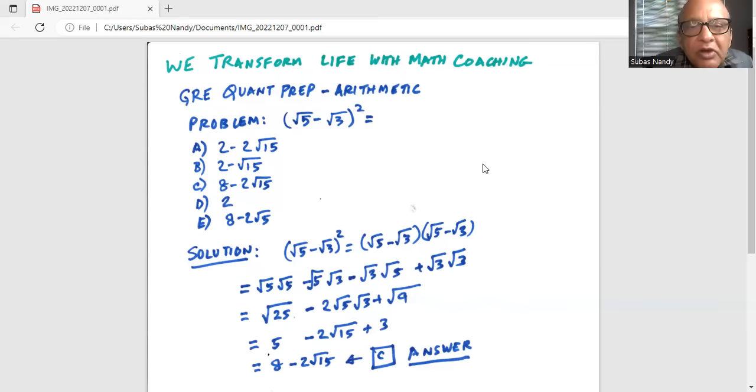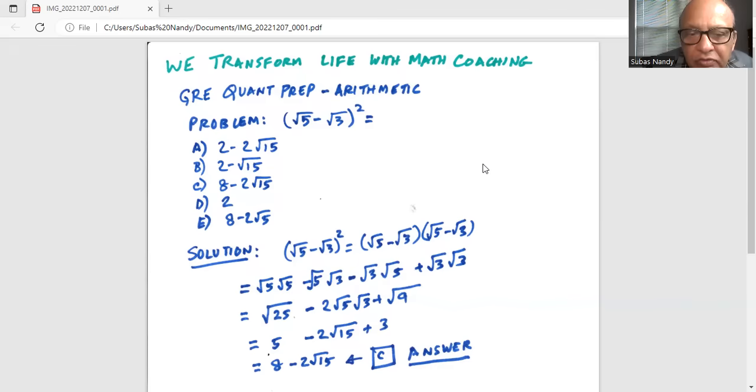So the problem is they want you to find the value of the expression in brackets, square root of 5 minus square root of 3, squared. That means you're multiplying square root of 5 minus square root of 3 with itself. And they've given us 5 options for the answer.